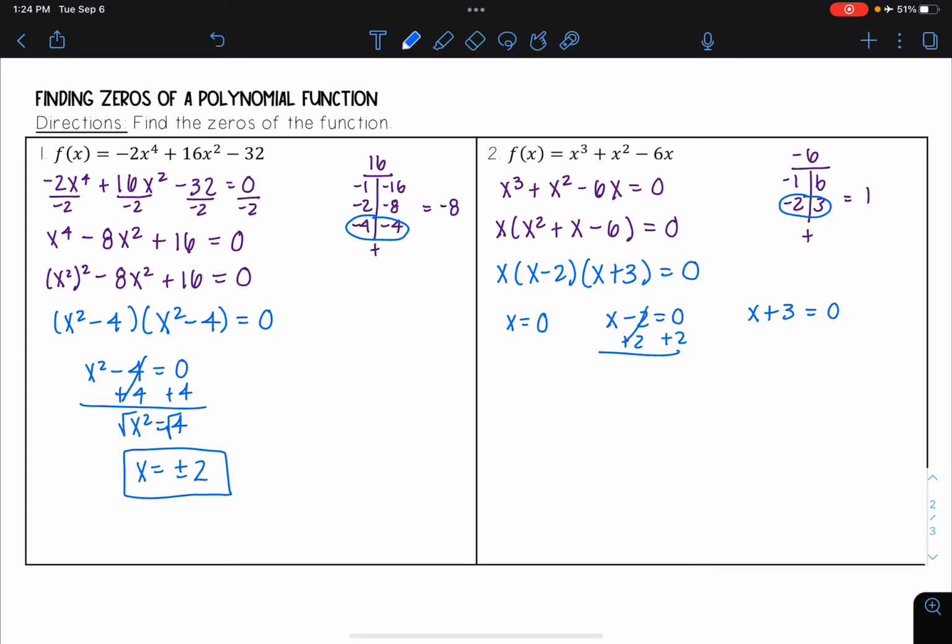And so I get x equals 0, I have x equals 2, and x equals negative 3. That's my three answers.